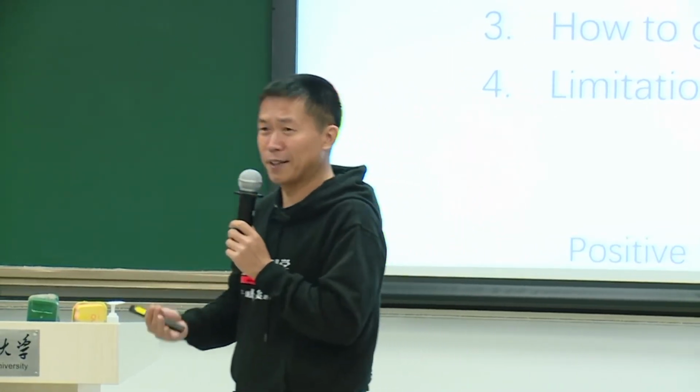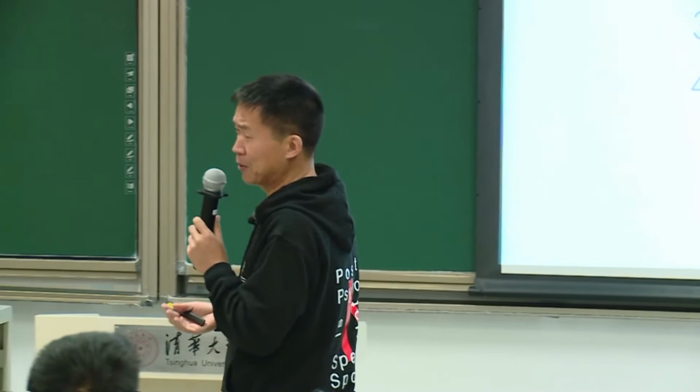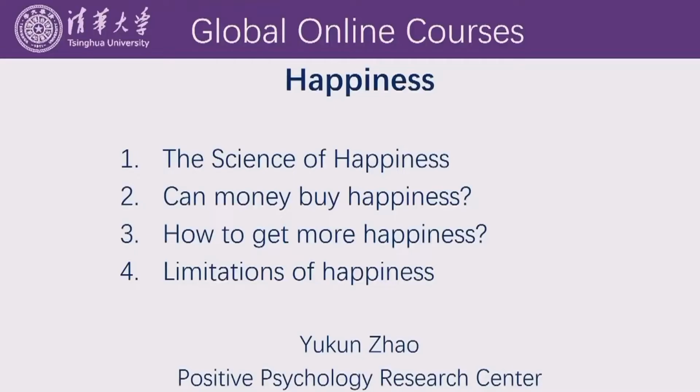First, the science of happiness, how to use science to study happiness. Secondly, I guess everybody cares about the relationship between money and happiness. And thirdly, if money cannot buy happiness, or maybe it can, how to get more happiness. And fourthly, we also need to know the limitation of happiness. We don't want to get too much or wrong happiness. So these are the four things we are going to talk about tonight. And first of all, the science of happiness.